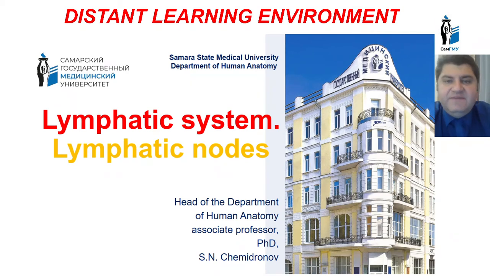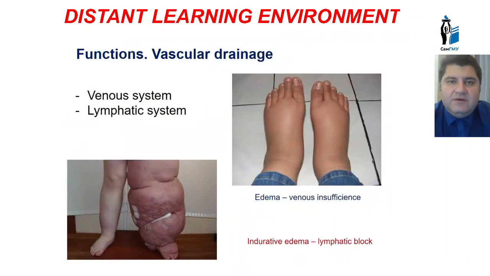Today we talk about the lymphatic system and also about lymphatic nodes. First I want to tell about clinical practice and also about functions and diseases of the lymphatic system. In these pictures you may see edemas. In the right picture you may see venous insufficiency and edema after this disease. In the left lower picture you may see interactive edema after lymphatic block.